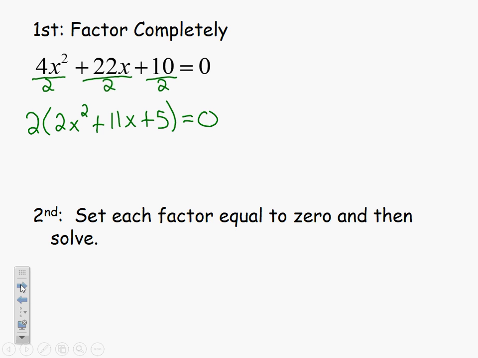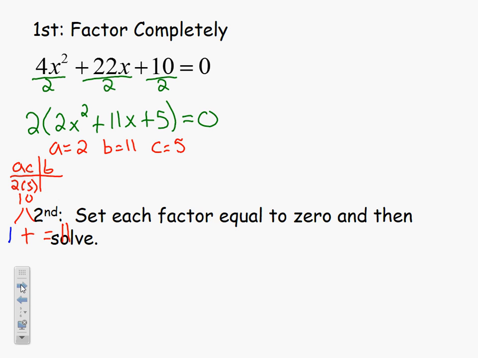Now I have to do the same thing. I need my a, b, and c. My a equals 2. My b equals 11. My c equals 5. A times c, that adds up to b. So I have 2 times 5, which is 10. Sorry, 2 numbers that add up to 11. So in this case, our two numbers are just going to be 1 and 10. So this is going to replace my 11x right here.